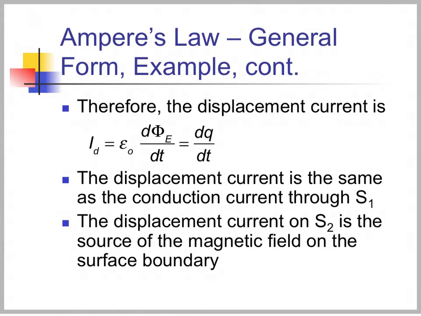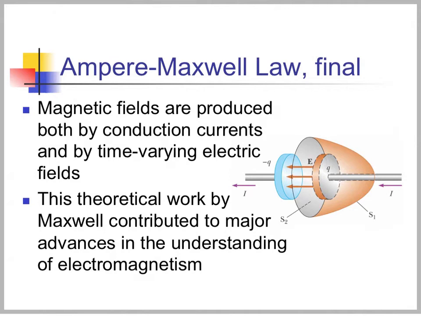The displacement current on S2 is the source of the magnetic field on that surface boundary. So magnetic fields are produced both by conduction currents and time-varying electric fields. So I could either consider the current going through this surface to figure out my integral, or the time rate of change of the flux through this, which we just saw were exactly equal to each other. And this work by Maxwell really contributed to major advances in our understanding of electromagnetism.